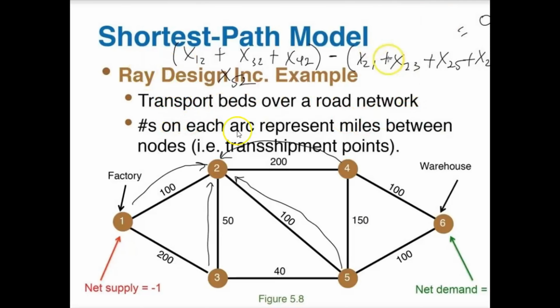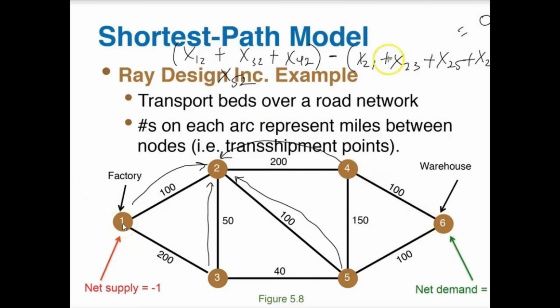Still on the shortest path model, this is just a sample question. If we're moving from point 1 to point 6, something similar to what we talked about earlier, but this time around this is a bidirectional link, which means it can move from one point to the other. If I decide to move from point 1 to point 2, then point 2 to point 4, then point 4 to point 6. So this is the factory, and this is the warehouse. It shows that based on the demand here is 100, 200, and 100.